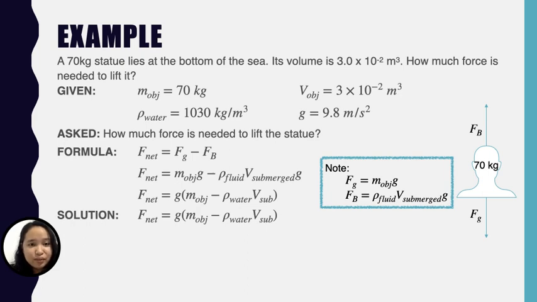In this fluid, the formula for buoyant force is the density of the fluid. But since in our problem it is stated that the statue is at the bottom of the sea, I assume that the density of the fluid used is for water. So it becomes water. But it can be other liquids, it can be alcohol, oil, mercury, or anything, but in our problem, we used water.